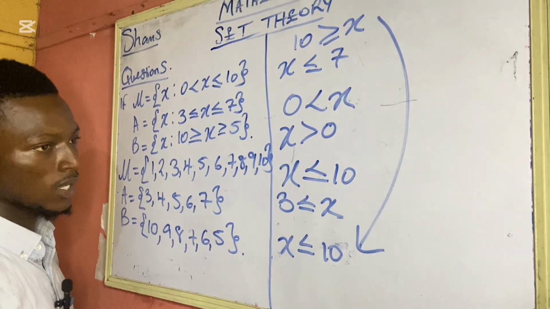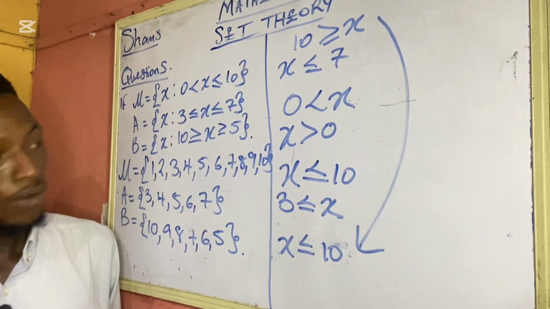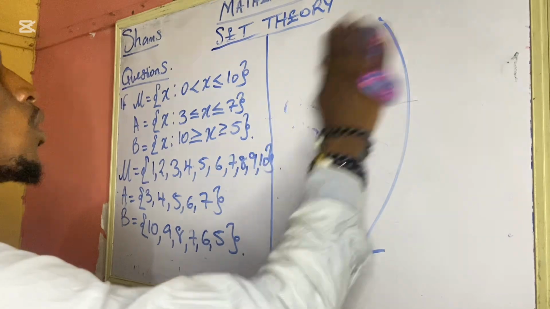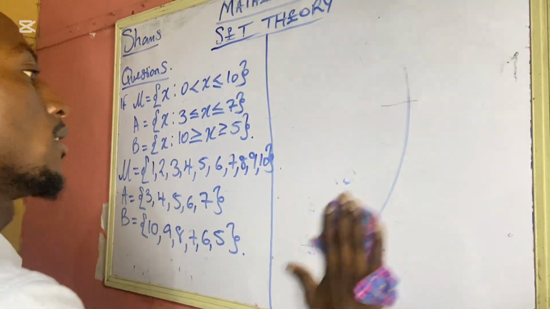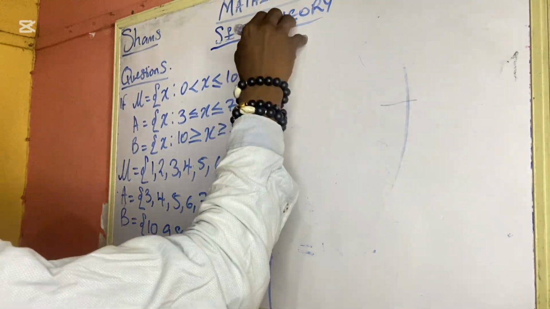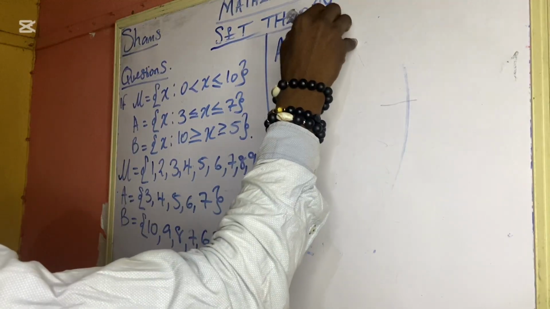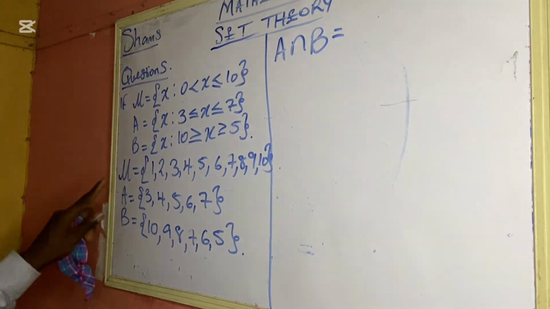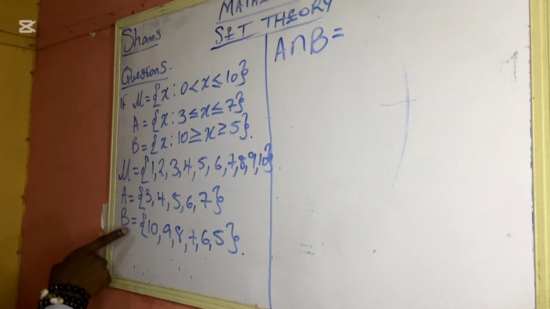Now, the questions that we have here might ask you, find A intersection B. That's question 1. I have it written here. It said find A intersection B. That's very simple. Remember, I told you earlier that intersection simply means what is common between two or more sets. Now, what is common between set A and set B?